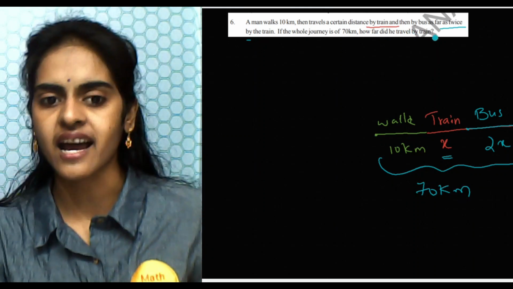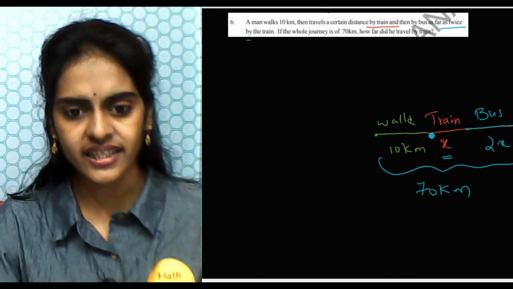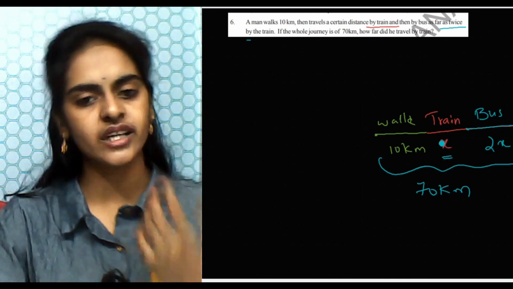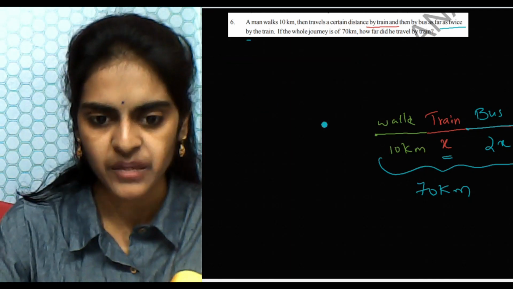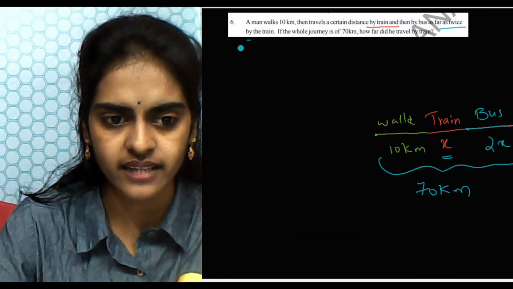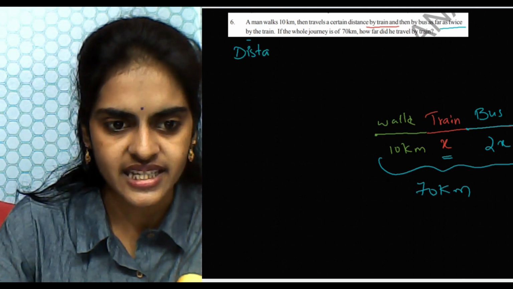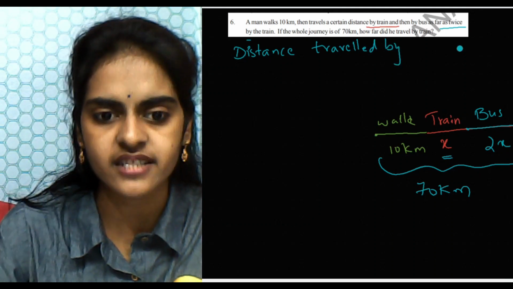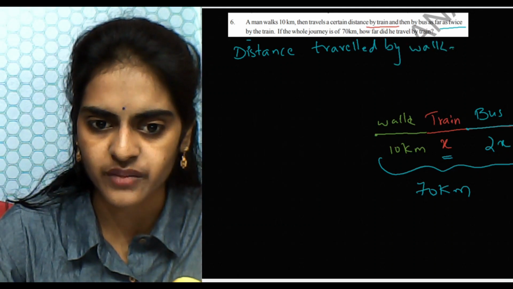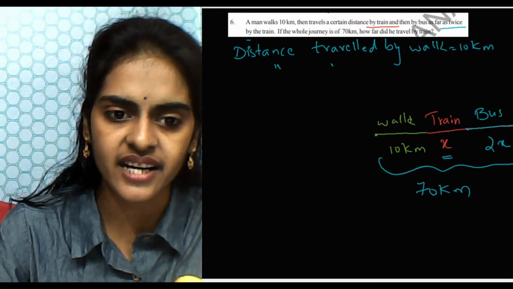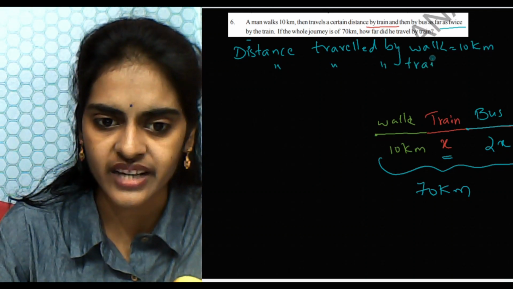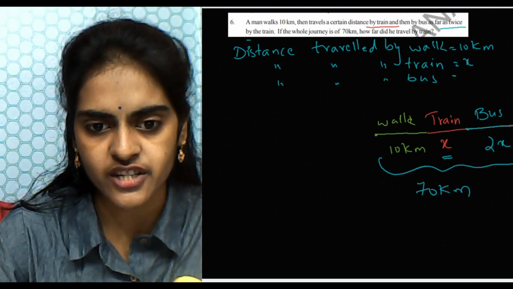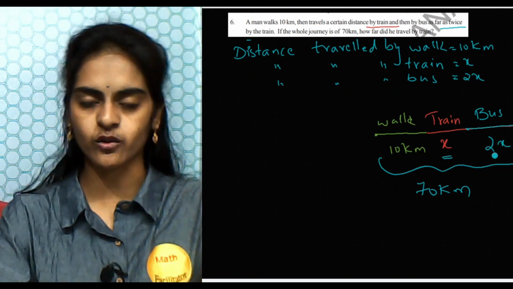So you have to find the distance he traveled by train, which is x. If you find this x value, you will get the answer. So by walk it is 10 kilometers. Let us write. Distance traveled by walk is 10 kilometers. Distance traveled by train, let it be x. Distance traveled by bus is how much? It is 2x. Just now I told you it is 2x.